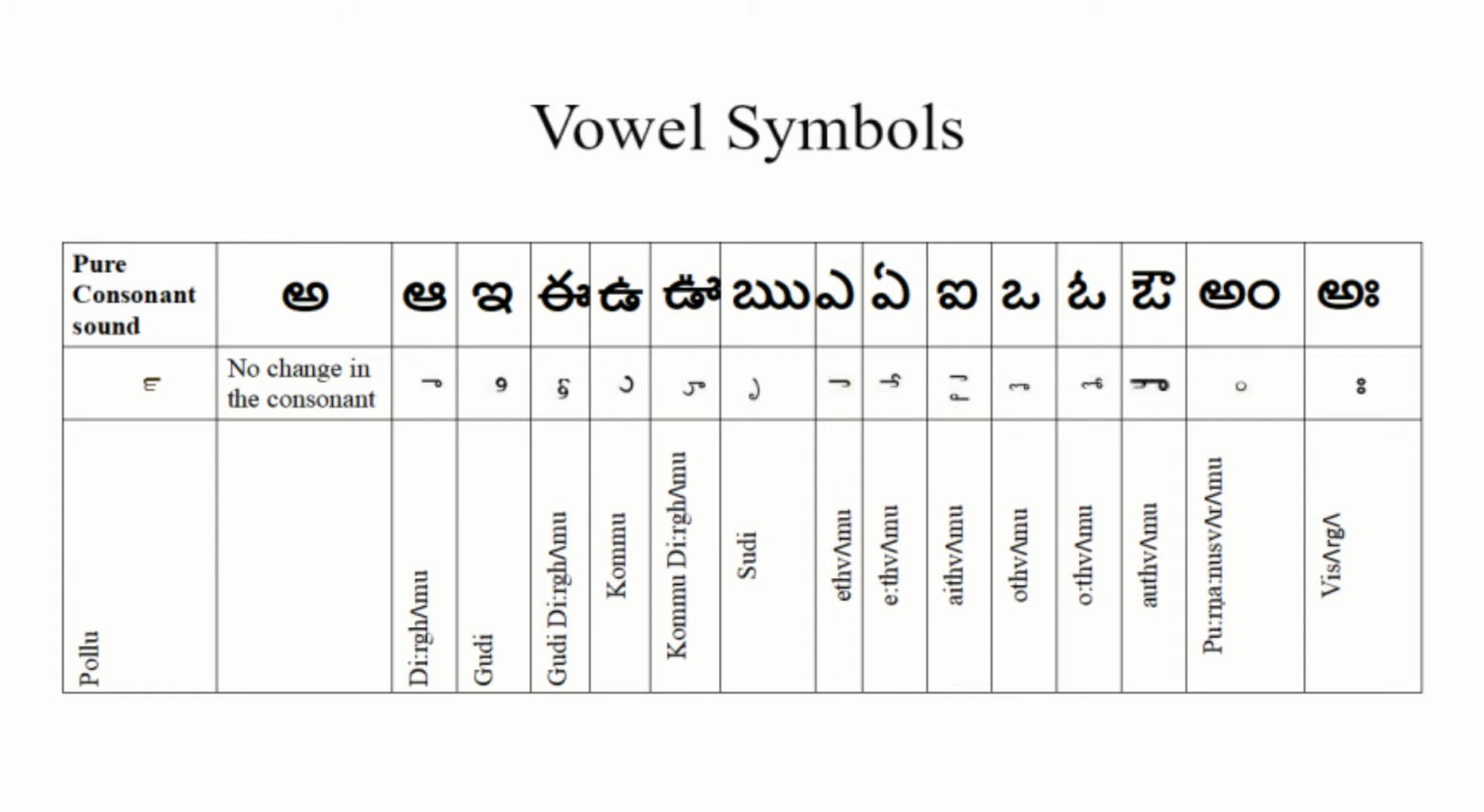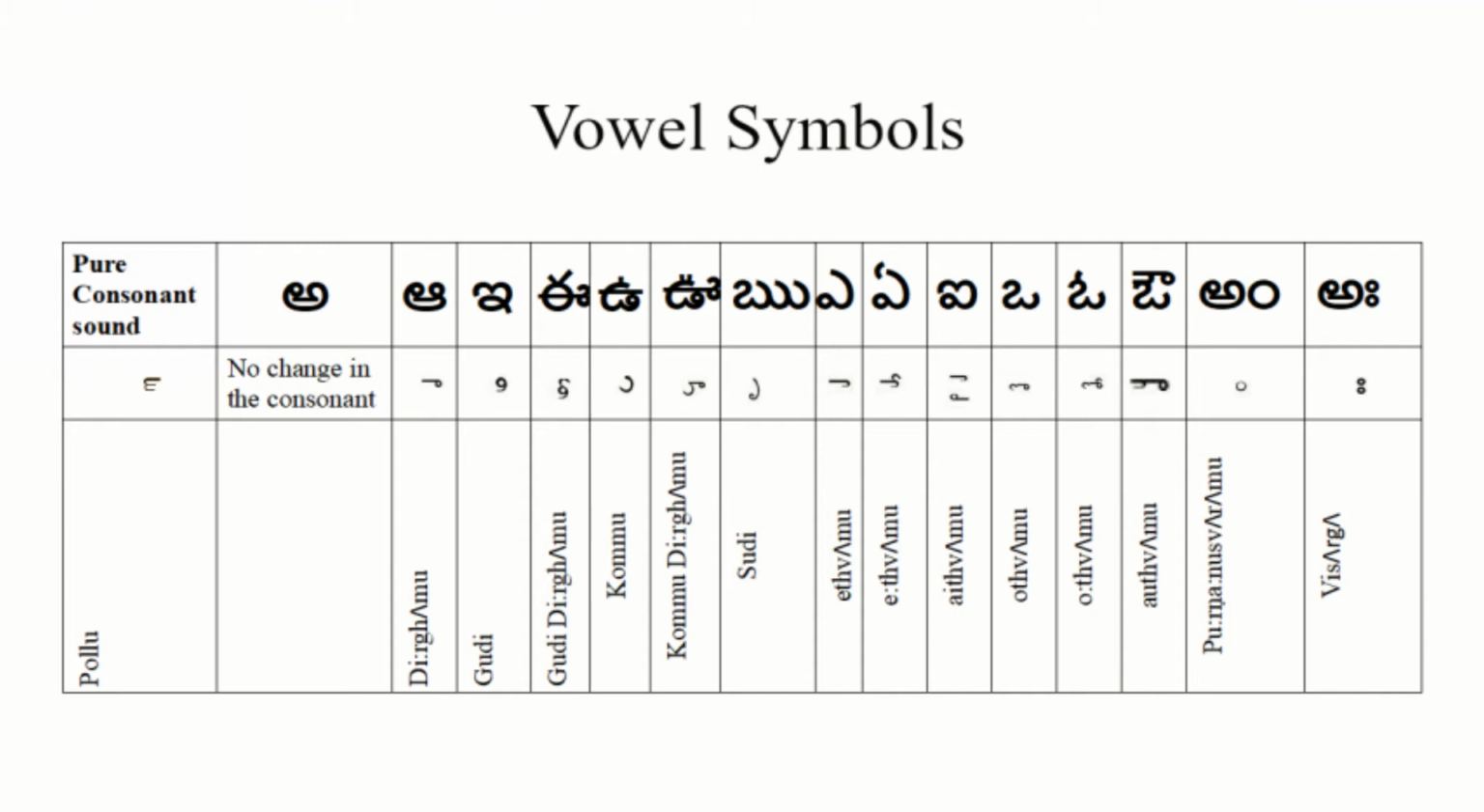For Ru, it is called Sudi. For E, Etvamu. Ee, Etvamu. Ai, Aitvamu. O, Utvamu. Oo, Utvamu. Au, Autvamu. And for the Anusvara sound, as we have seen, it's Purnanusvaramu. And for Aha, it's Visarga.